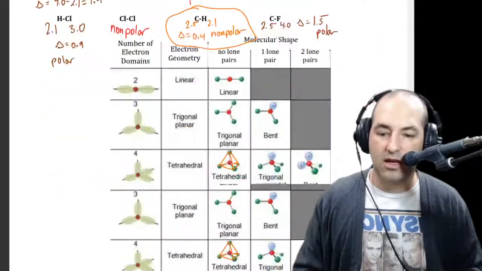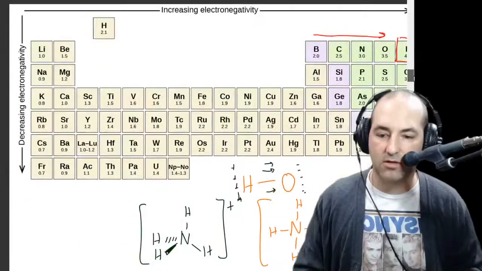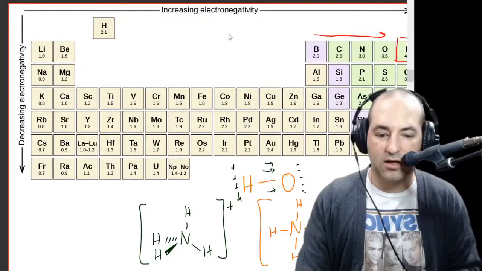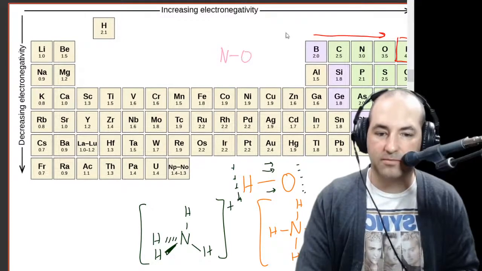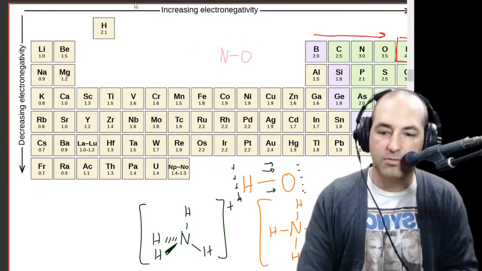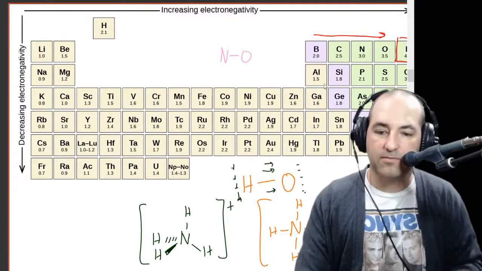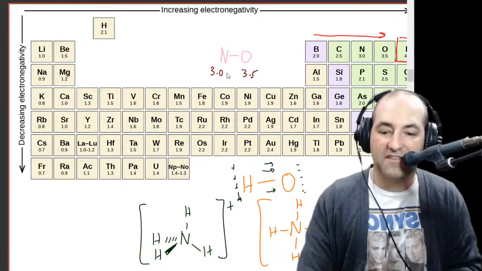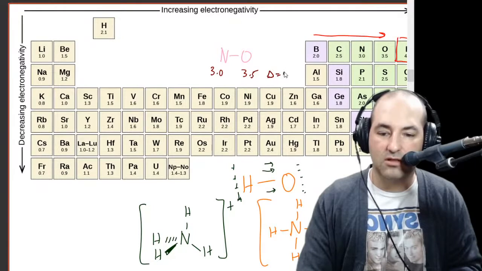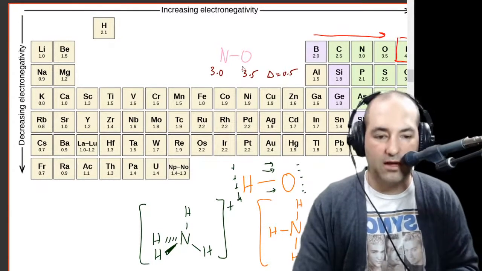But you're going to look at any given bond. Where'd that table go? There it is. So any given bond, like an NO bond, let's say. If we want to know if that bond is polar, we look at the electronegativities. So N is 3.0 and O is 3.5. We look at the difference in those. The difference is 0.5. And so that means that this is going to be a polar bond.